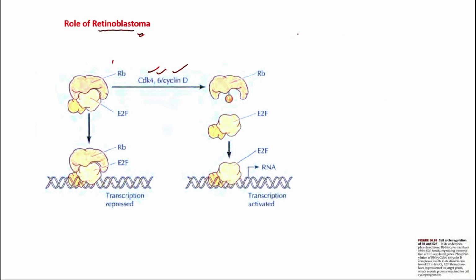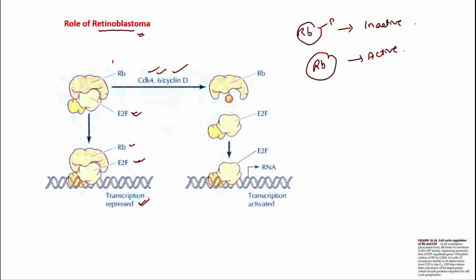So how does RB work? When this RB is in the phosphorylated form, it is in the inactive form. But when RB is not phosphorylated, it is in the active form, right? So what is the work of RB if it is active? It binds with another transcription factor known as E2F and does not allow E2F to perform its work. That means when RB is binding with E2F, the transcription is repressed in this case.